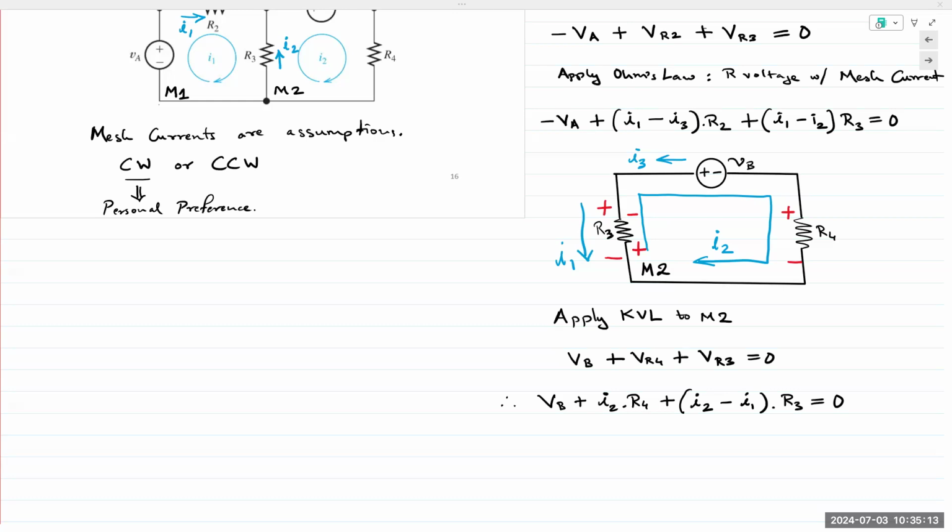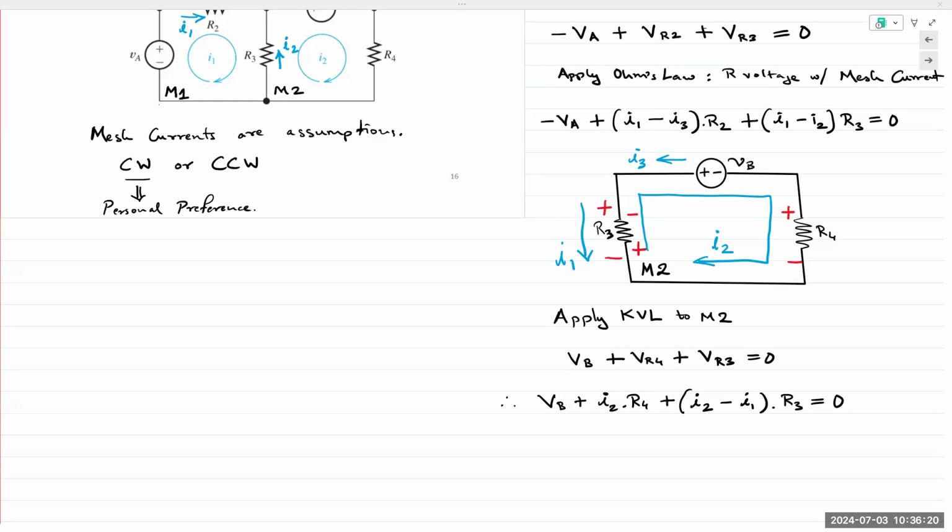Any questions? Does it make sense? So what would happen if you choose the opposite direction for just I2? What changes in mesh 1 and what changes in mesh 2?